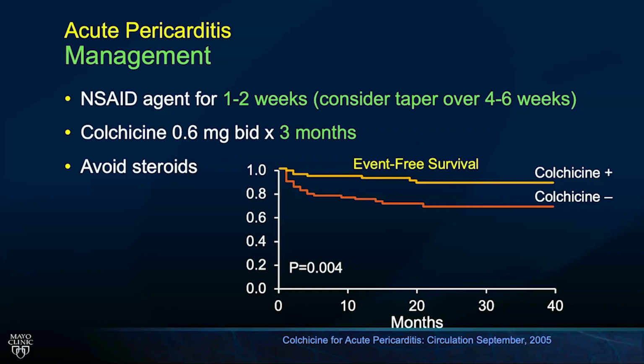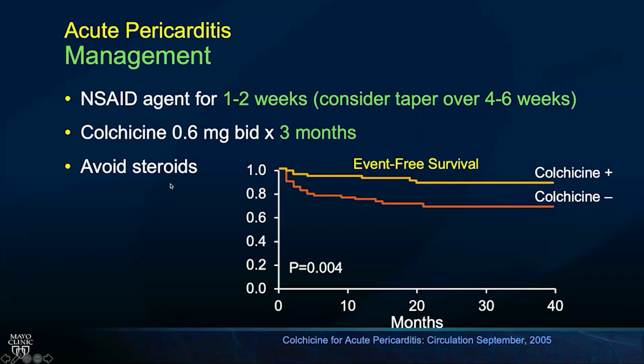Usually people get started on it for a week, and then this study, which is now 15 years old, looked at the benefit of adding colchicine for 3 months around the time of acute episode of pericarditis. And you can see patients treated with colchicine had a better event-free survival. So event-free is recurrent chest pain or survival.